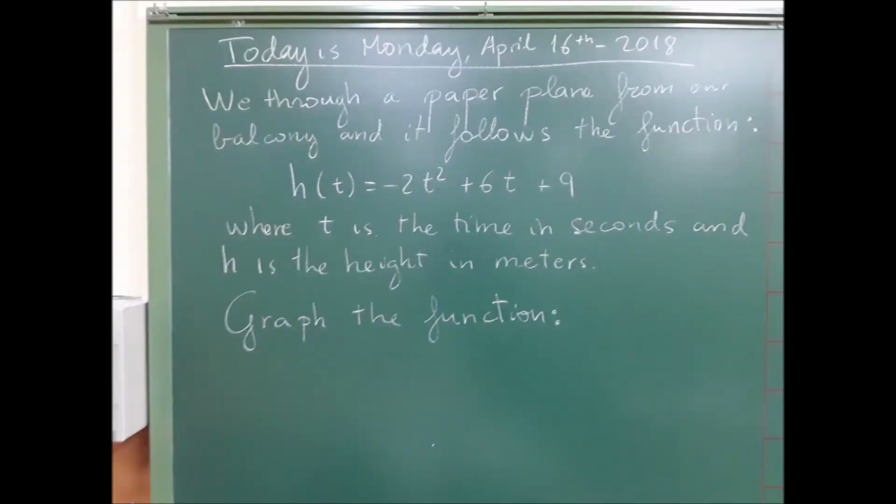For the next problem, we are going to have to graph a quadratic function. Let's see. We have a paper plane thrown from a balcony and it follows the function you can see there, where t is the time in seconds and h is the height in meters. First thing we're going to do, graph the function.